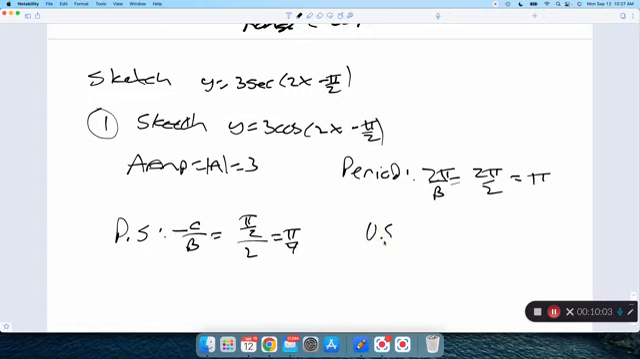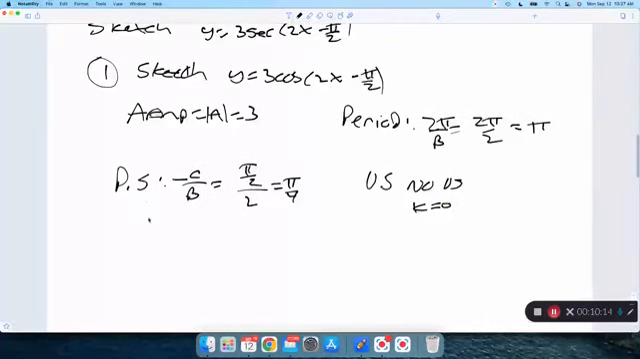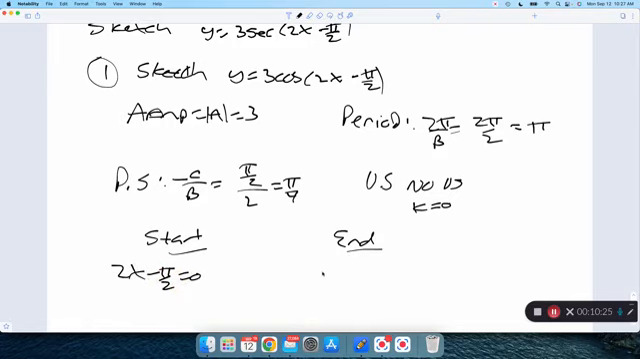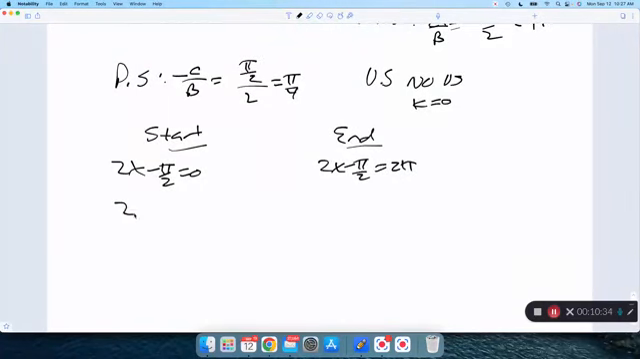And then we want our vertical shift. We don't have a plus anything out here. K equals 0. So we have no vertical shift. K equals 0. We do our start and end. So all of this should be reviewed. We've done a bunch of these. Inside equals 0 and inside equals 2 pi. We're just graphing a cosine for now. So this is 2x equals pi over 2, x equals pi over 4. And that should always be the same as the phase shift. This is really just a check.